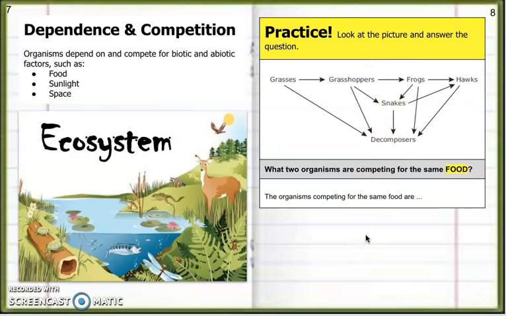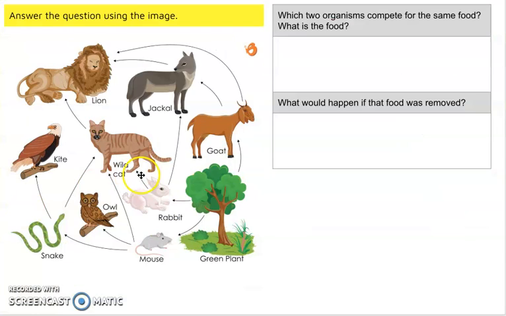Because now we're going to get into our practice. So again, we have a food web. It says which two organisms compete for the same food, and what is the food? Kind of like what we were writing in our sentence before. Now you've got to think, what would happen if that food was removed? If they could no longer eat that food, what would happen to those two organisms? What would happen to the population? What would happen to the food web? Okay, so think about it.